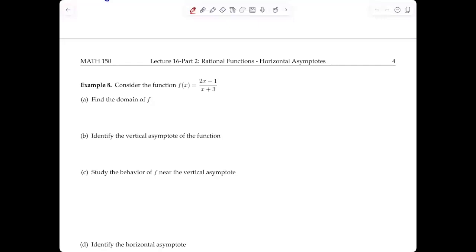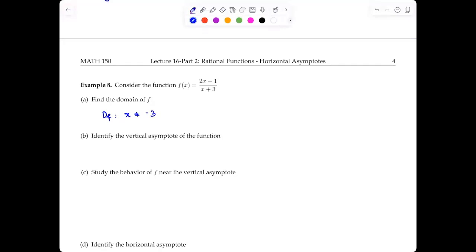So again, this is a rational function. This is a fraction. You don't want the denominator to be 0. So the domain of the function is x different from -3. And I mentioned a few times that there are different ways that you can present the domain of the functions. In practice, it's very straightforward: x different from -3.